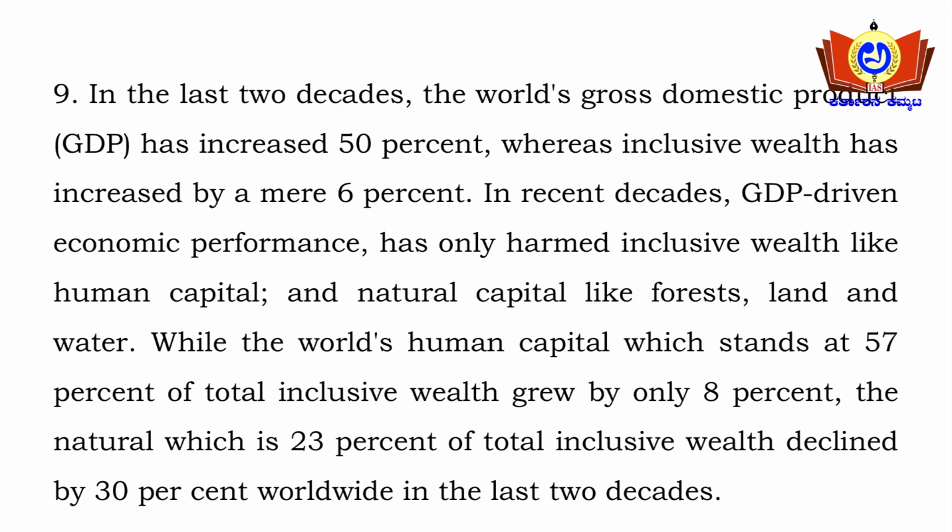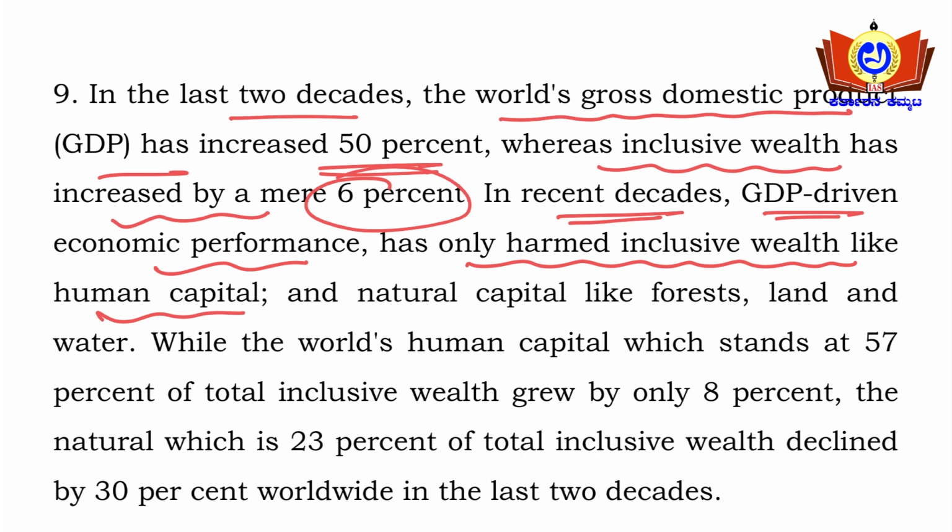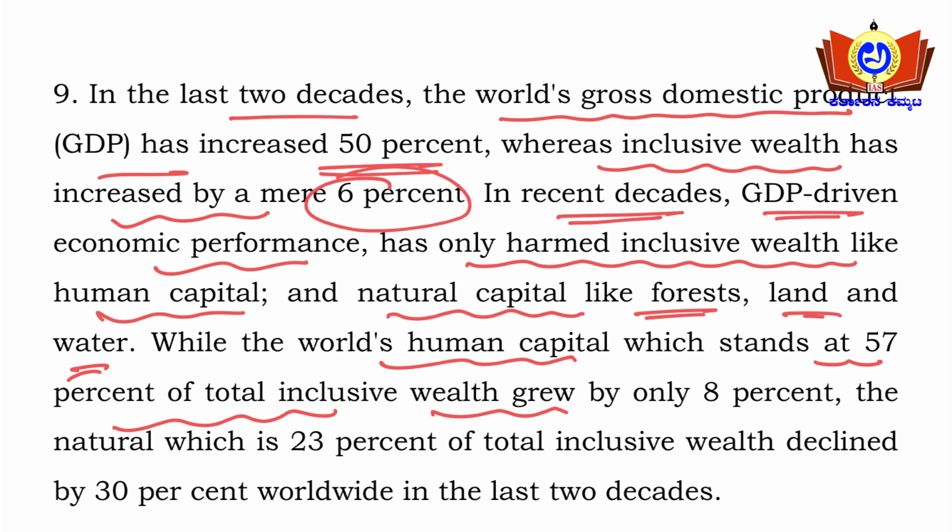Okay, so the passage says, in the last 2 decades the world's gross domestic product, GDP, has increased 50%, whereas inclusive wealth has increased by a mere 6%. In recent decades GDP-driven economic performance has only harmed inclusive wealth like human capital and natural capital like forests, land and water, while the world's human capital, which stands at 57% of the total inclusive wealth, grew by only 8%. The natural capital, which is 23% of total inclusive wealth, declined by 30% worldwide in the last 2 decades.